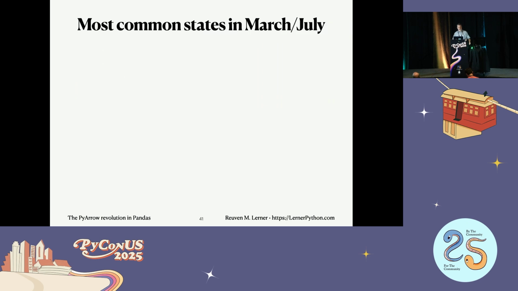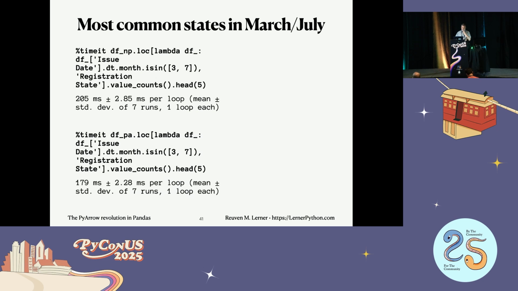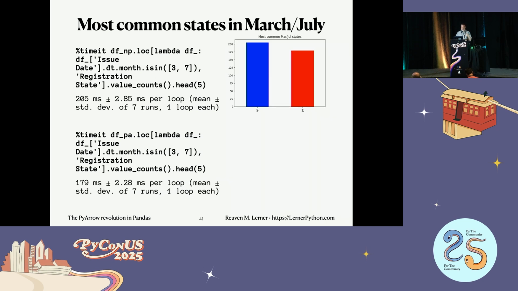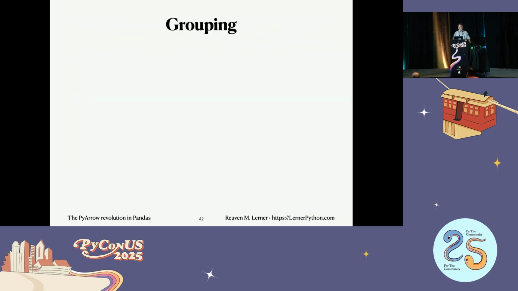What if I want to find out what were the most common states whose license plates were ticketed in March and July? I know this has been keeping you up at night, right? So basically, NumPy will take 205 milliseconds. PyArrow will take 179 milliseconds. Once again, we see that the difference is not that great. PyArrow is a little better, for sure, but here's how it was 10 months ago. PyArrow used to be longer. So we see that things are improving where they weren't so good.